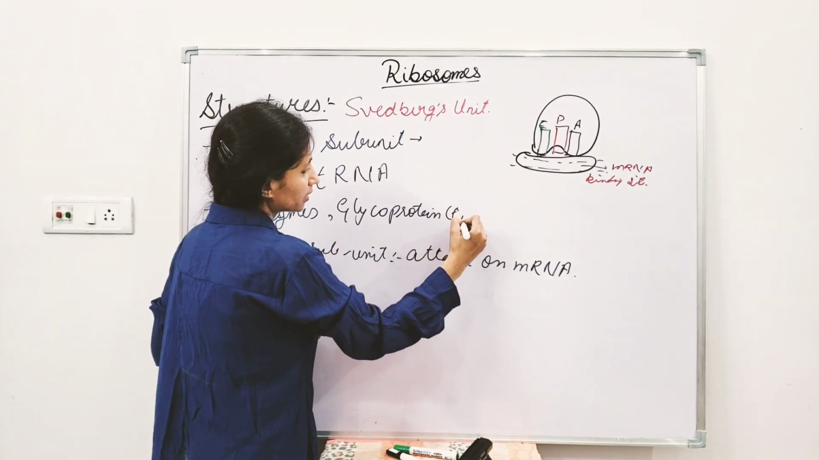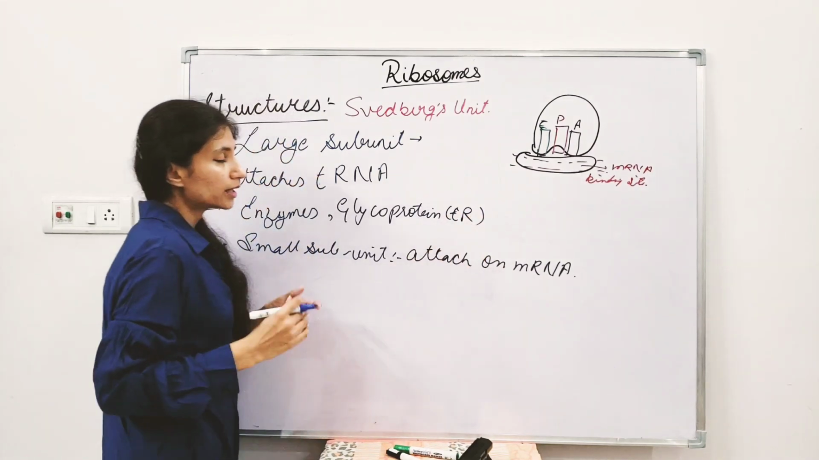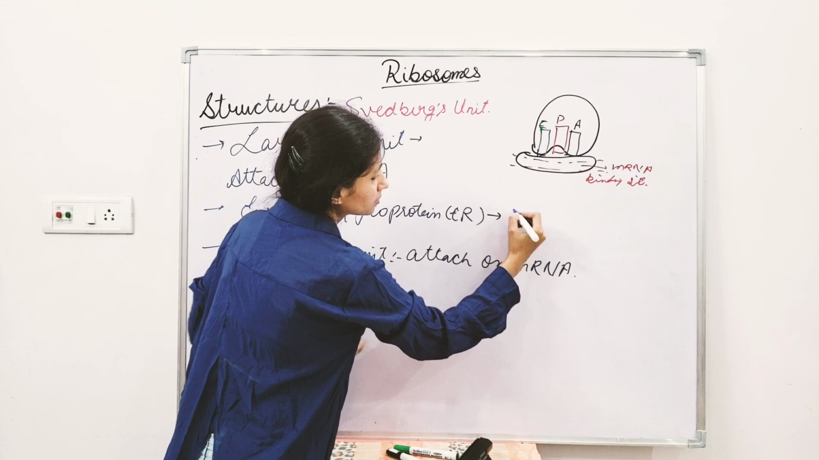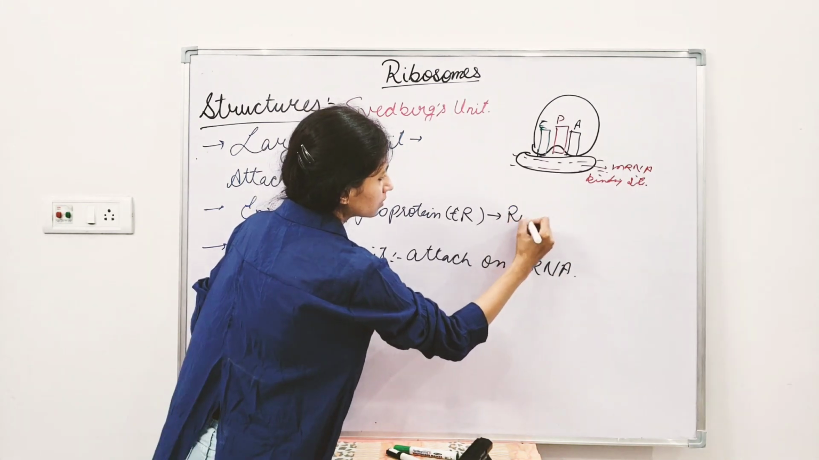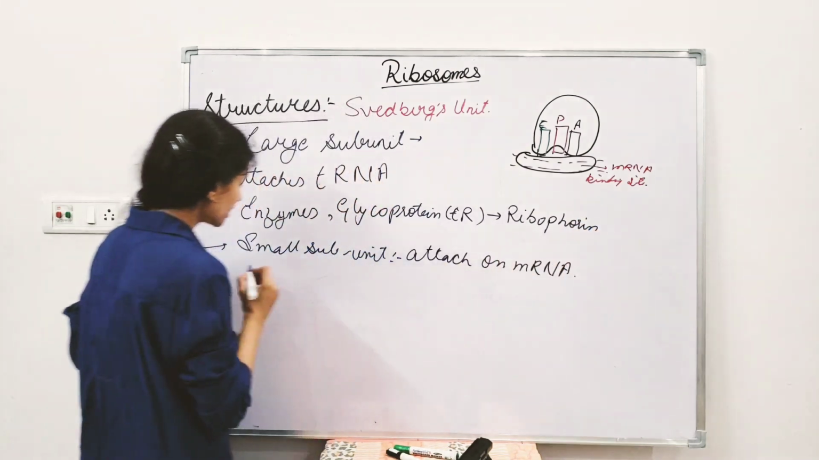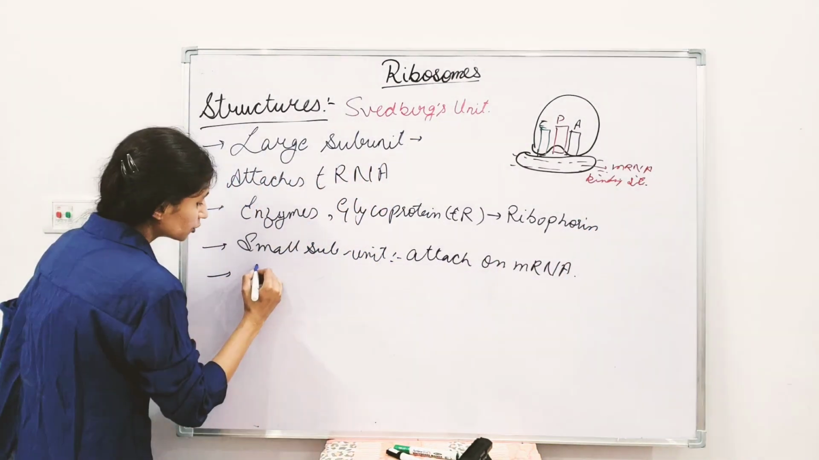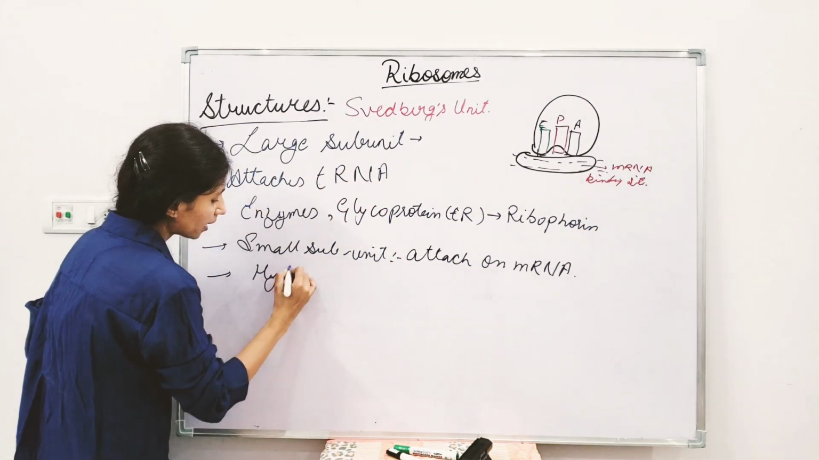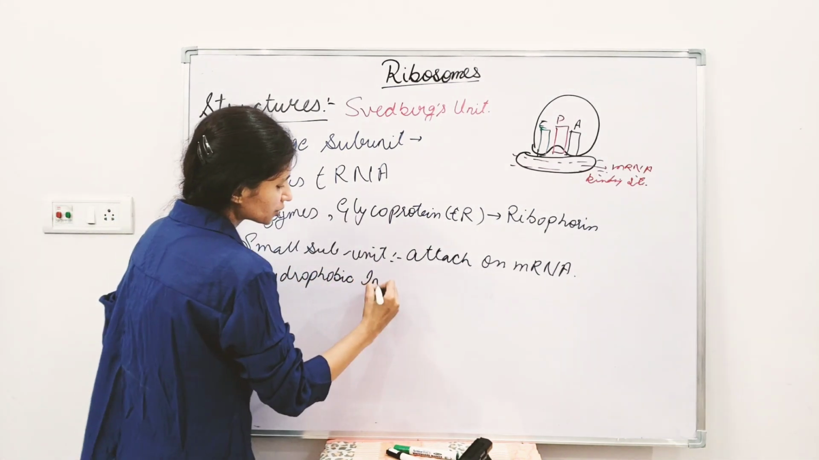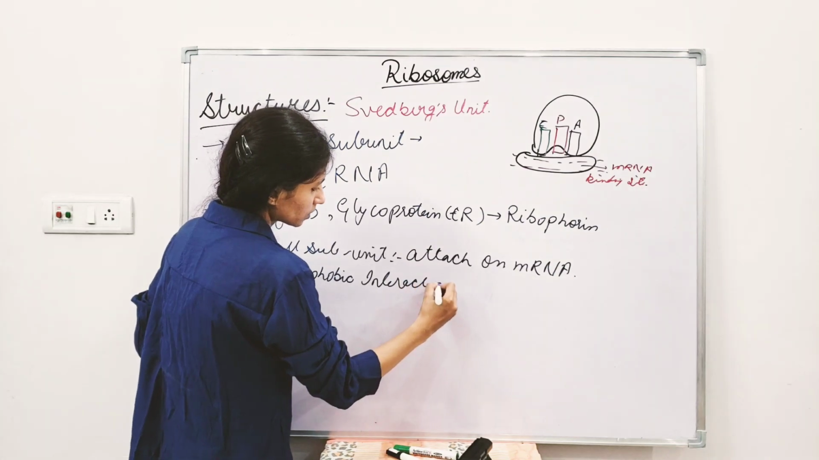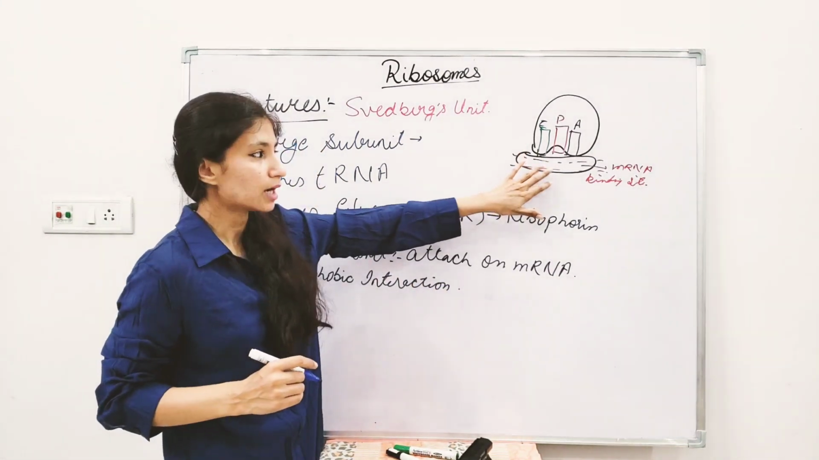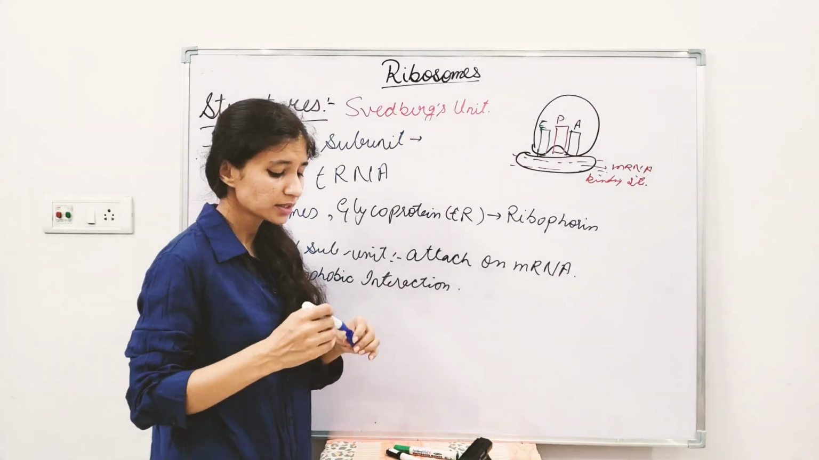Glycoprotein attaches to the ER, attaches the ribosomes on the ER, and that will be called ribophorin. Whereas the small subunit uses the hydrophobic interactions to attach to the ER, okay, alright.